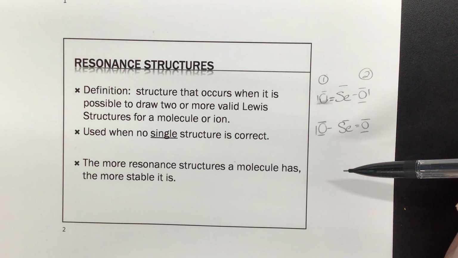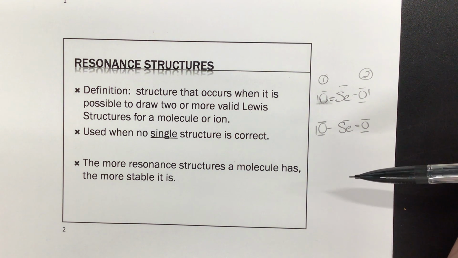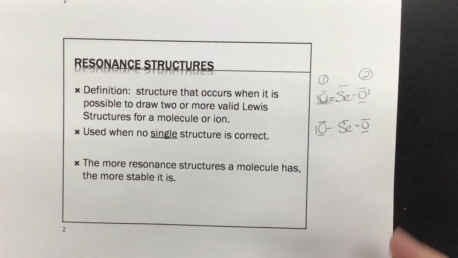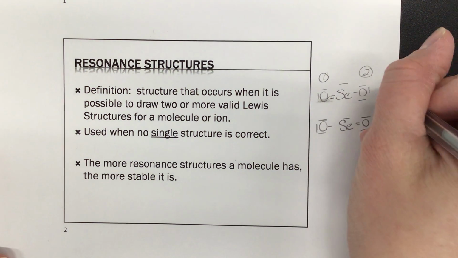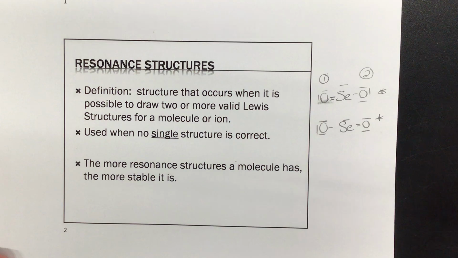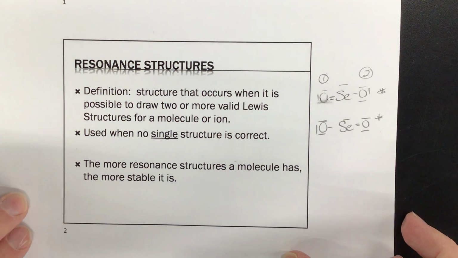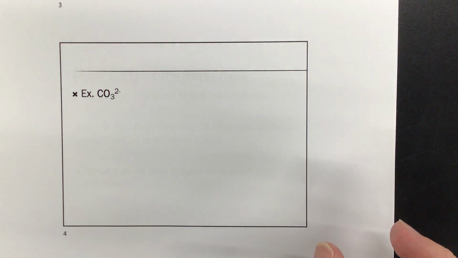The more resonance structures that a molecule has, the more stable it is. In other words, the less likely it is to react with other things. So we have 1, 2 resonance structures here. Okay, well, let's do some other examples. So we're going to start off with ozone.